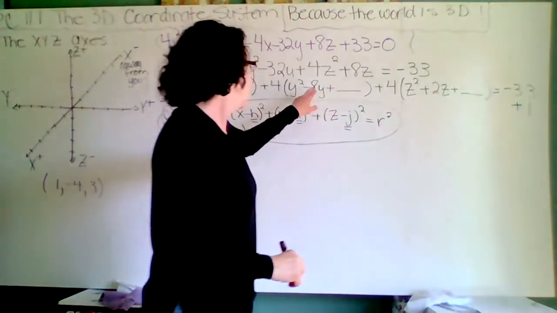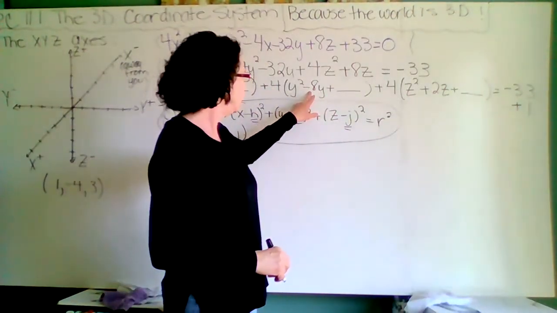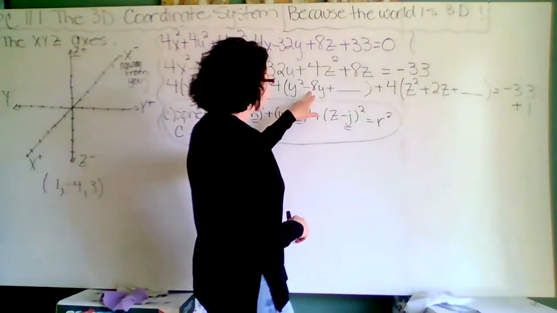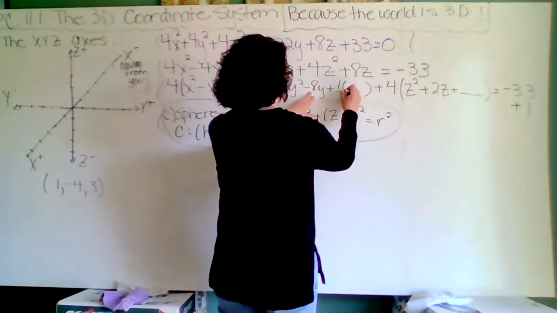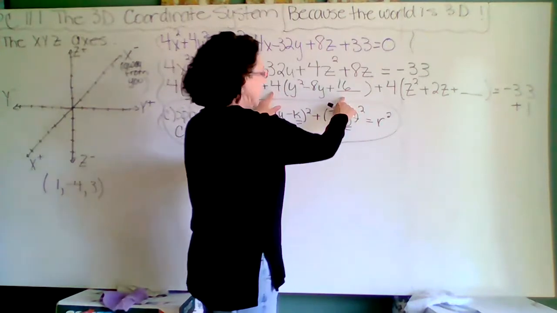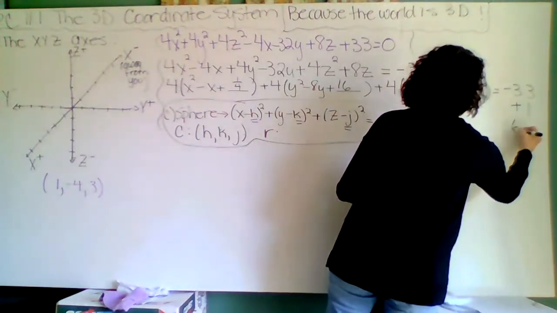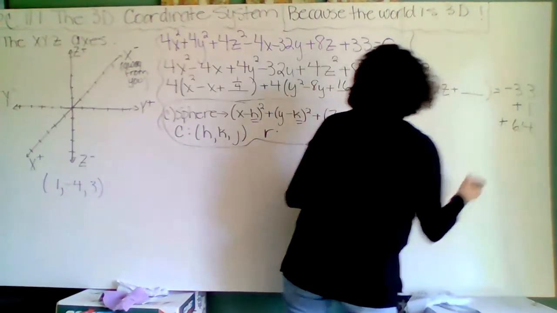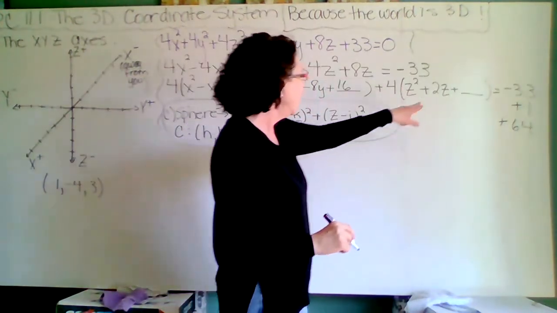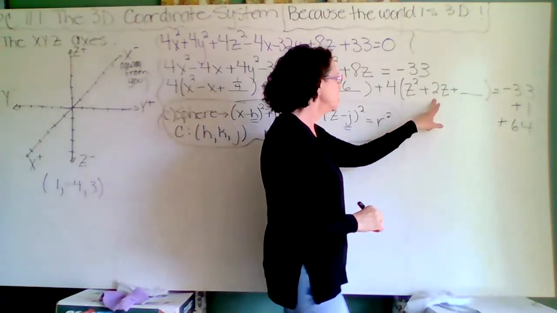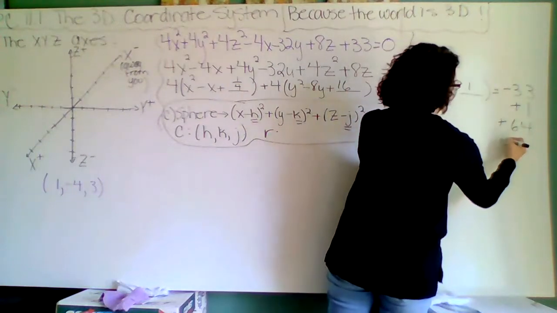For the y's, half of -8 is -4, -4 squared is 16. 4 times 16, I've really added a 64. For the z's, half of 2 is 1, squared is 1, I've added a 4.